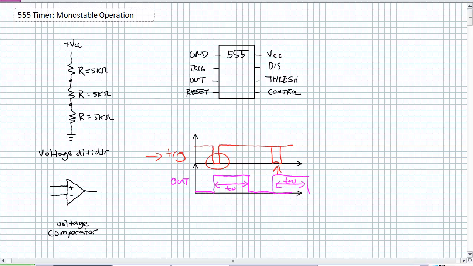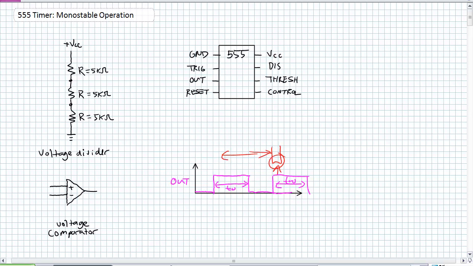Questions to ask yourself: what if these trigger pulses appear closer together and further apart? How would that affect the pulse width? Find that out in lab. But let's actually go to the application of the 555 timer used as a monostable device or a one-shot.